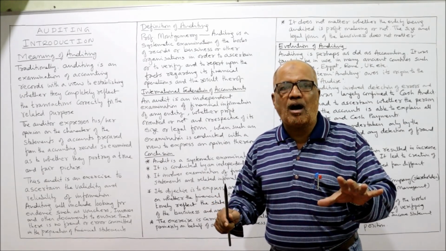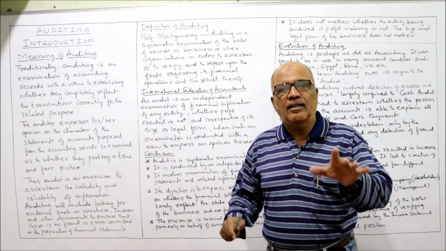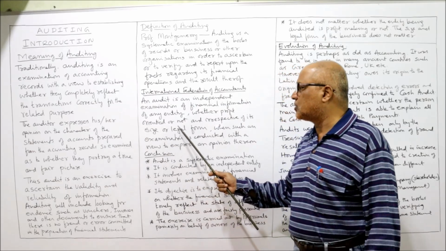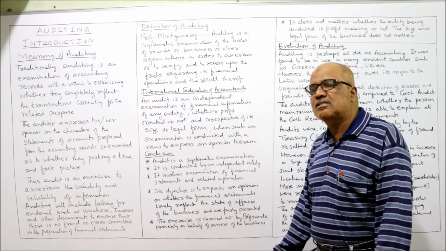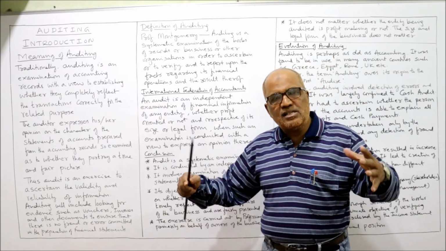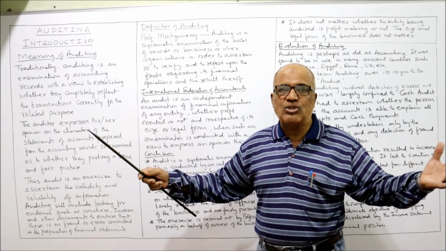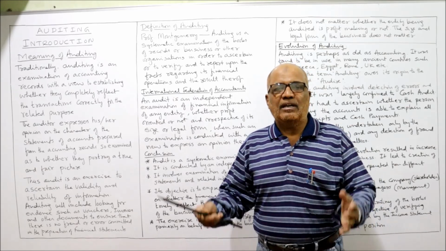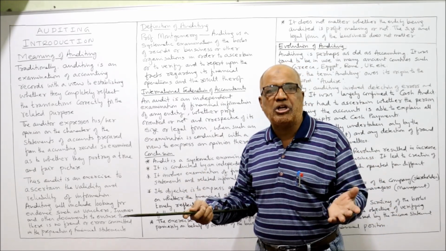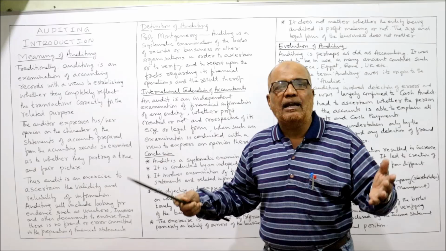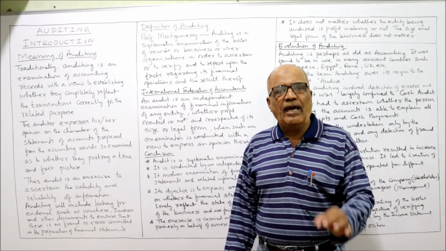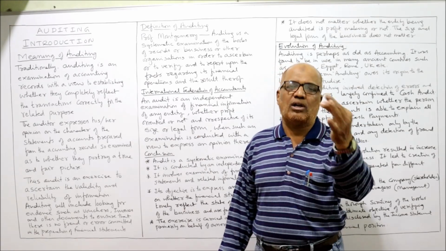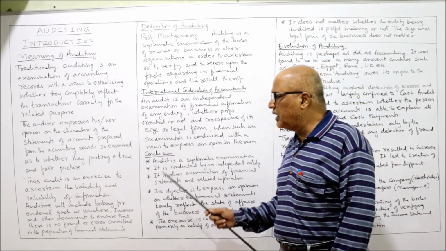Wherever accounts are maintained, there is a need for auditing, whether it is profit oriented or not, and irrespective of the size or legal form. Whether it's a small firm, a medium firm or a large firm, whatever its legal form, whether a sole trading concern, a partnership, or a limited liability company. So for any form of organization, whatever be its size, whatever be its legal form, auditing is required.